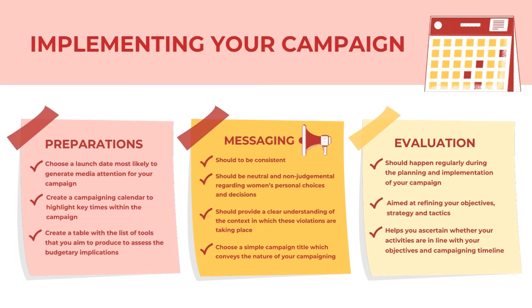And in putting that calendar together, what you can do is highlight key times within the campaign. This will help to identify those times in the campaign when the campaign may feel like it is slowing down and when you may want to give it a fresh lease of life to get the issues back on the news agenda again. By doing this process, you will see if you are trying to do too much or have a similar set of resources targeting the same audiences. It is also essential to have a table to highlight the tools that you are wanting to produce to address or assess the budgetary implications.